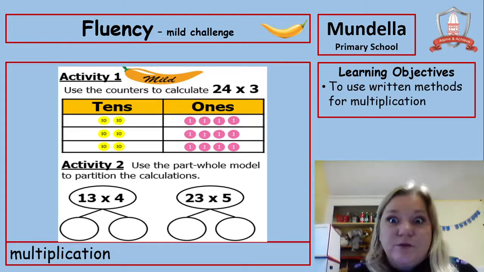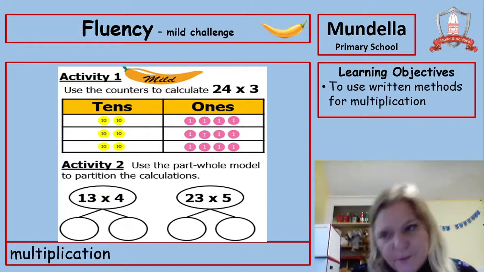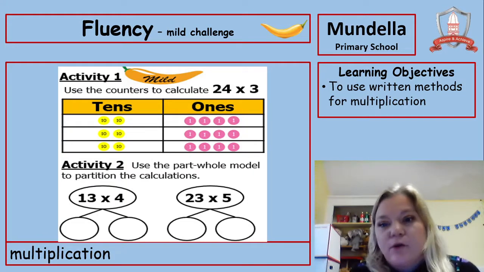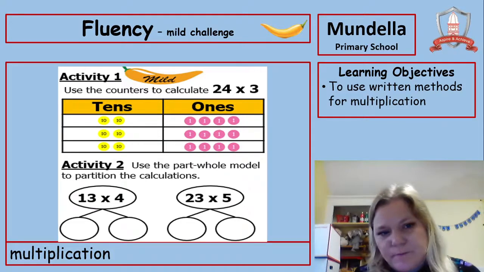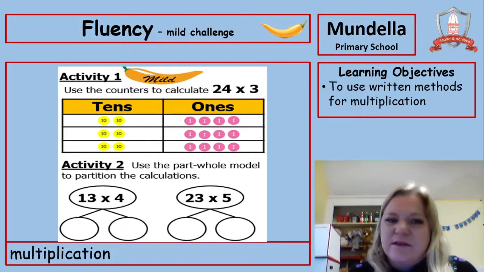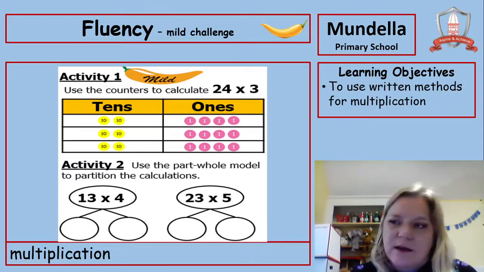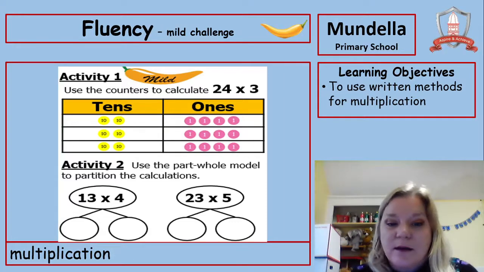So now it's your turn to do some work. I'm going to run through the fluency, the reasoning and the problem solving with you, and you'll be able to mark your own work after each section. So for your fluency today, you're going to be first of all using counters to calculate the answer to the question. And secondly, you're going to be using a part-whole model to partition these calculations and work out the different answers. So if you're going to do the mild challenge, just pause the video now.